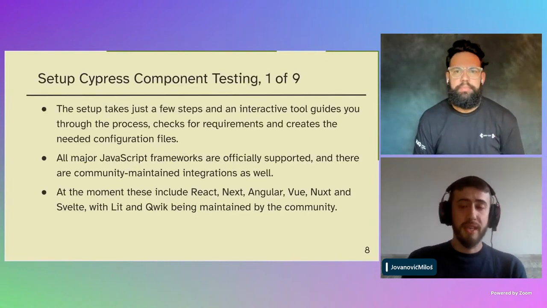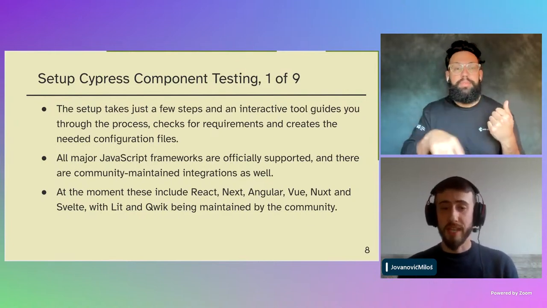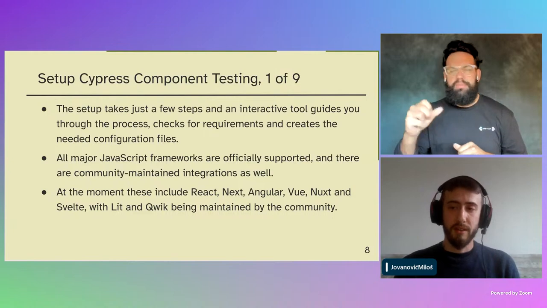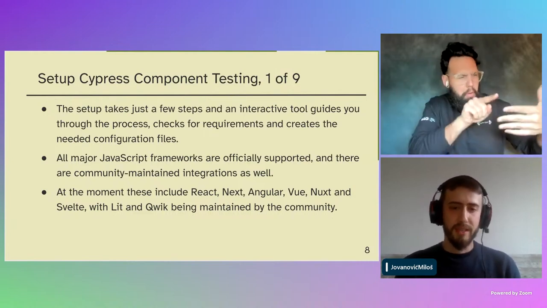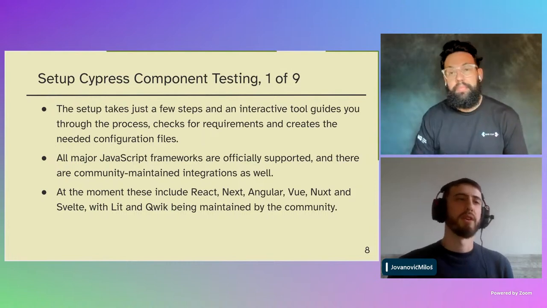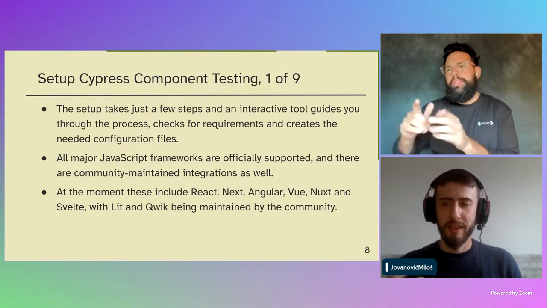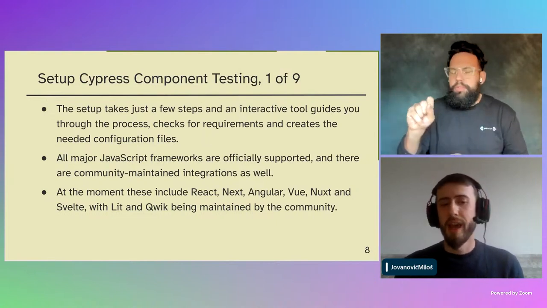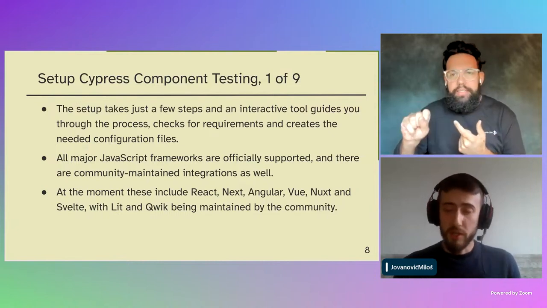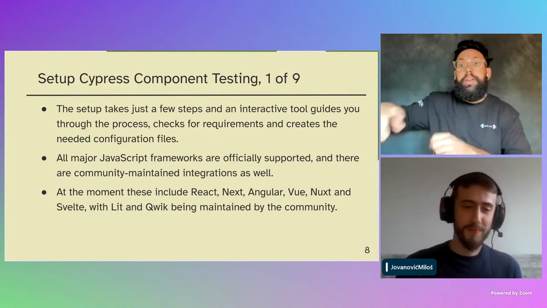Both tools, both Cypress and the Axe Watcher, have an interactive setup guide that carries you through the process. And Cypress component testing focuses on all of the larger JavaScript frameworks that are currently out there: React, Angular, Vue.js, Next. And there is also good community support for newer developments like Lit and Qwik.